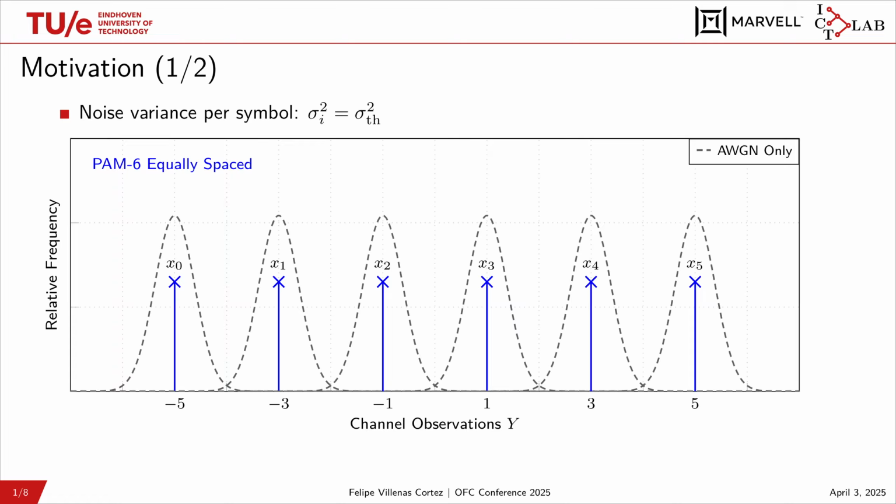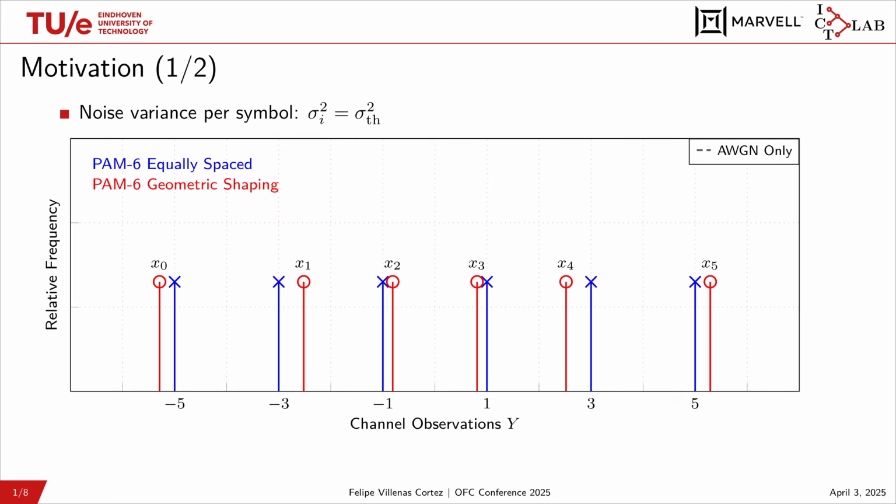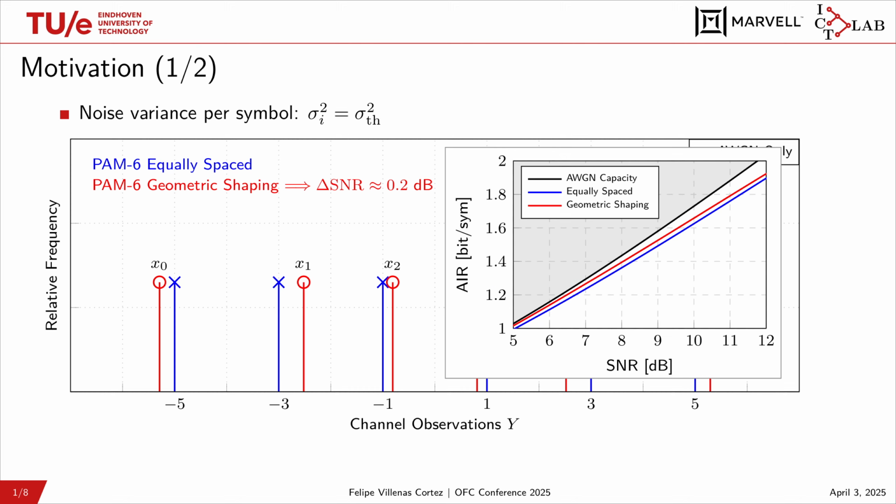However, if we now employ geometric shaping, we can play around with the locations of the points of the constellation. And if we optimize it for a given SNR, we obtain a constellation that looks like this, where now the 4 inner points are closer towards the center, while the outermost points are further back. And by doing this, we can close the gap to the capacity of the channel, and we're able to save around 0.2 dB in terms of SNR.